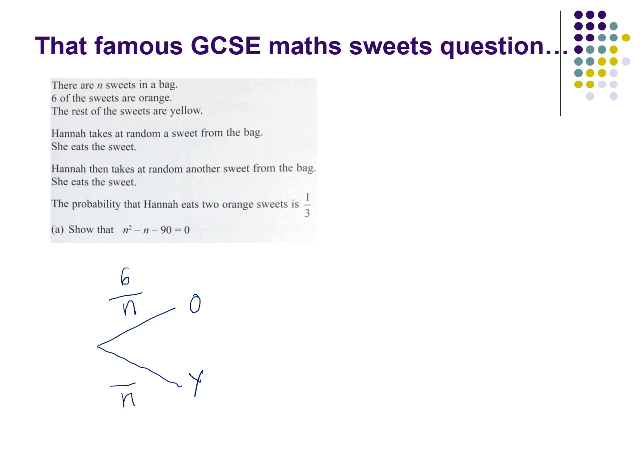How many are yellow? Well, I know they need to add up to 1. Okay, so that's going to be n minus 6. You don't actually make use of that bit anyway, so we don't really need to know that bit.